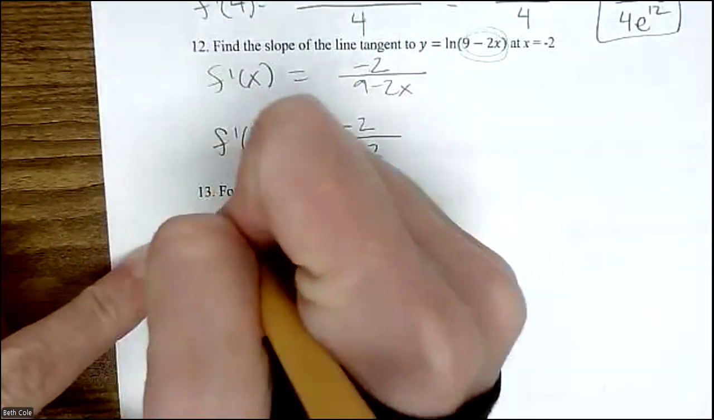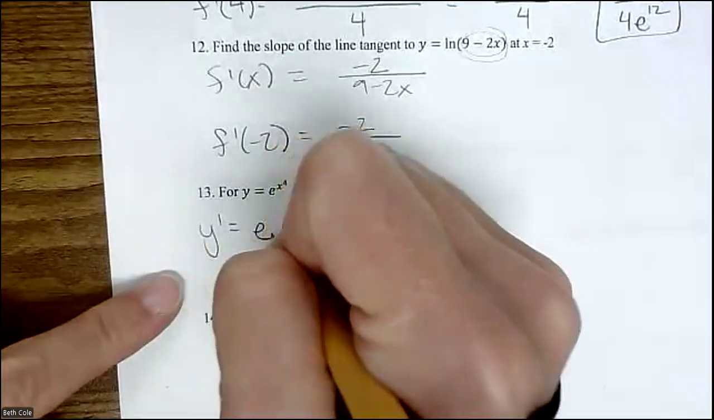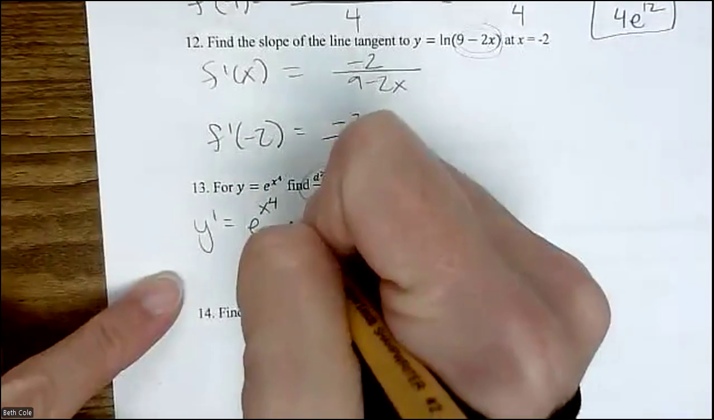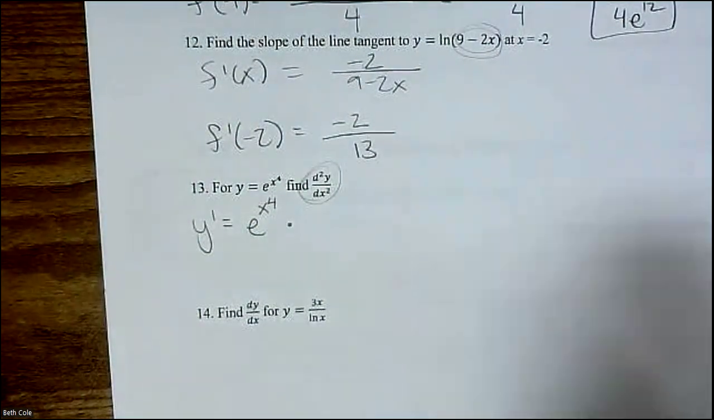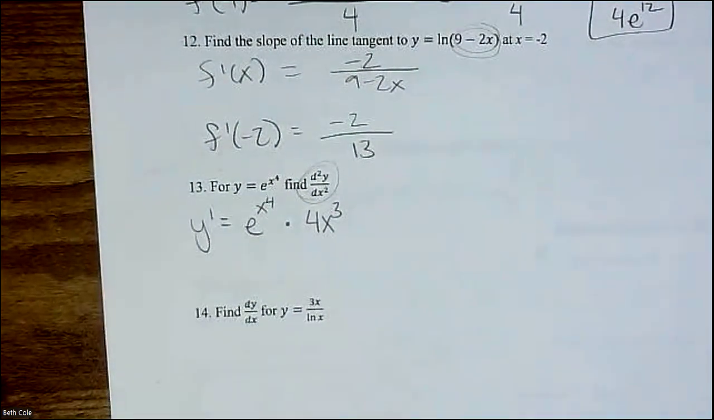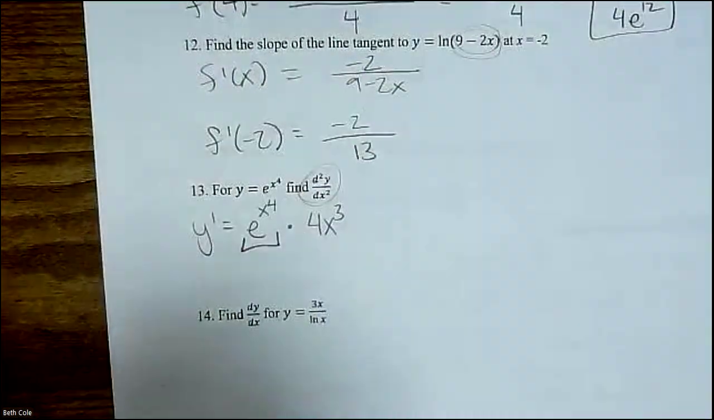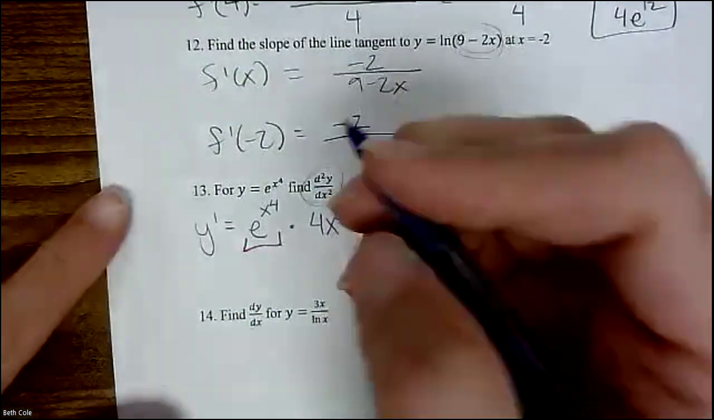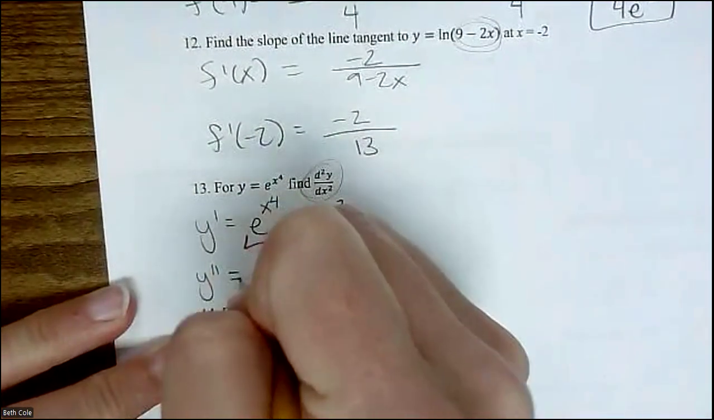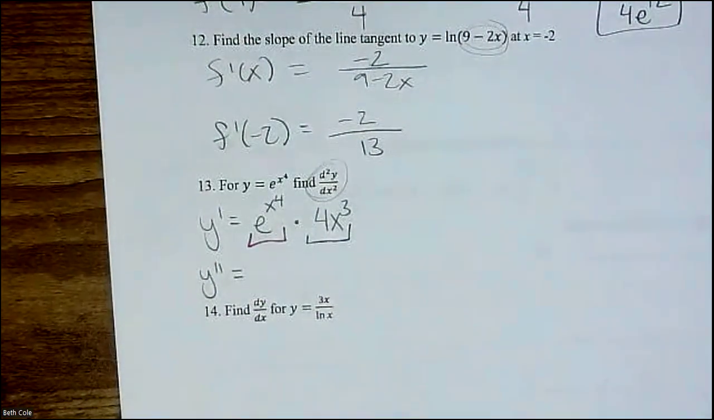So first derivative. E to the x to the 4th is itself, and then you're going to chain on the derivative of x to the 4th, 4x to the 3rd. So now when we do the second derivative, what rule did it just turn into? It's a product rule, good. I'm writing y prime because I don't feel like writing the d squared y dx squared. It means the exact same thing.